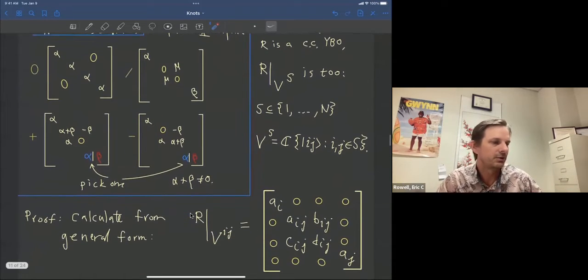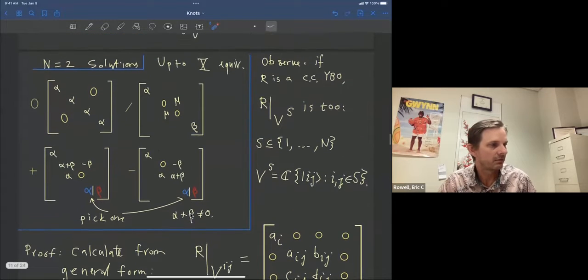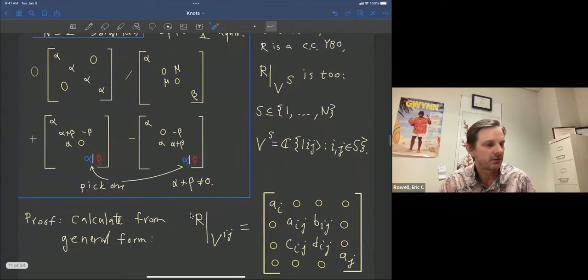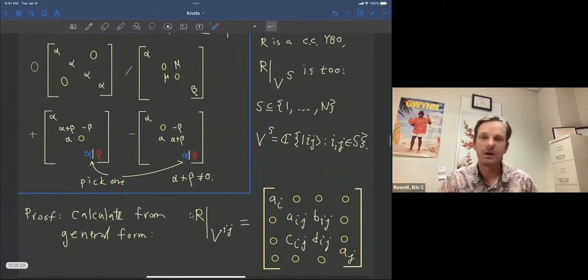So to prove this, it's just a calculation that one does from the general form of these 4x4 solutions, which of course have this form here. And so you just go through and do it. So it's just a hand computation, basically. So that's nice. We understand the 4x4s.